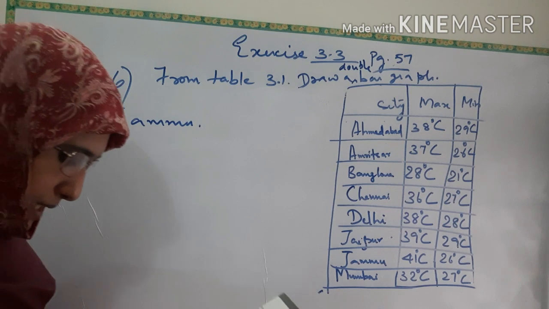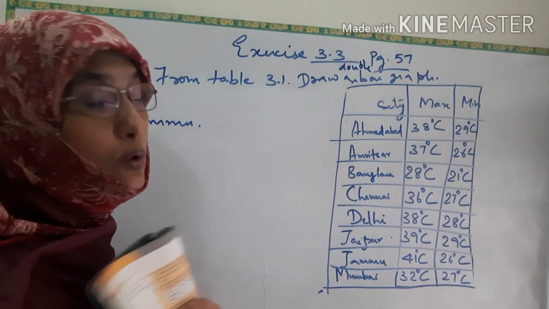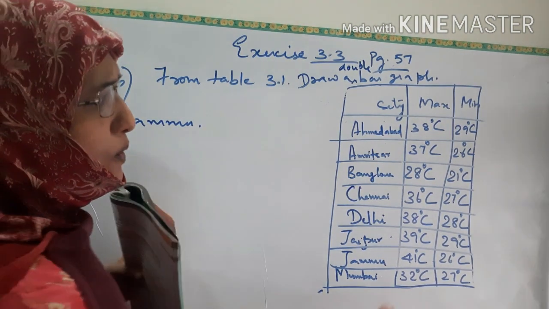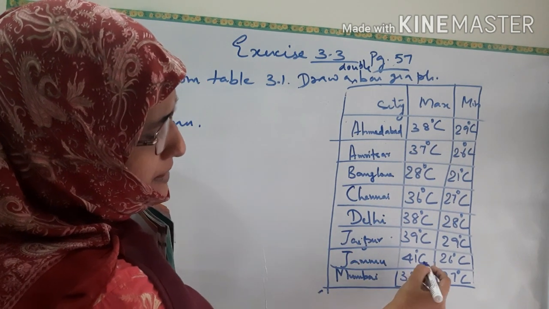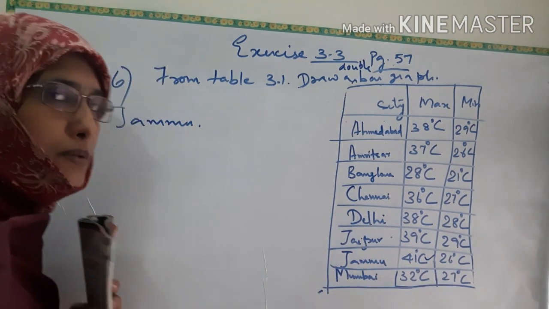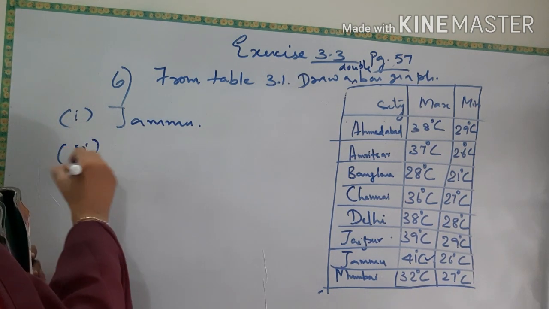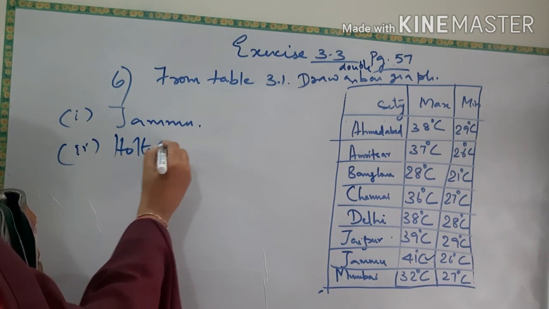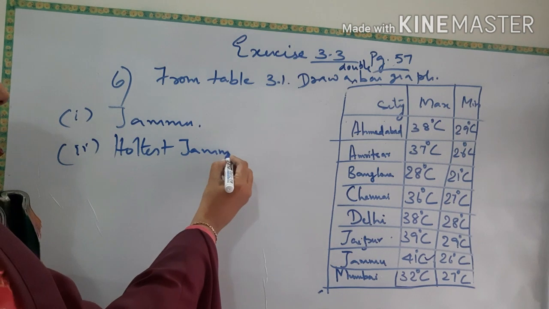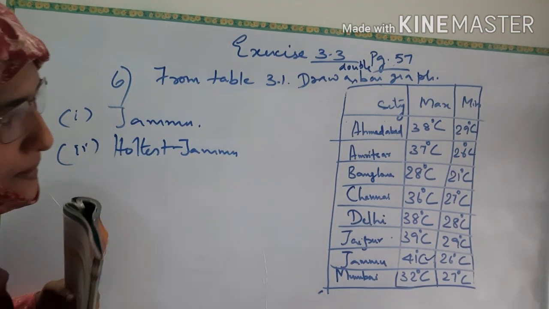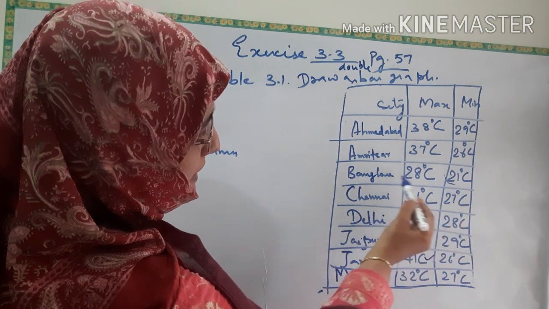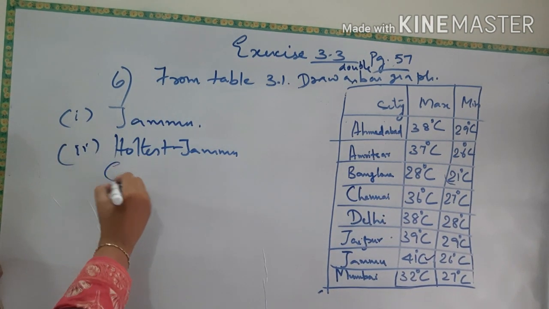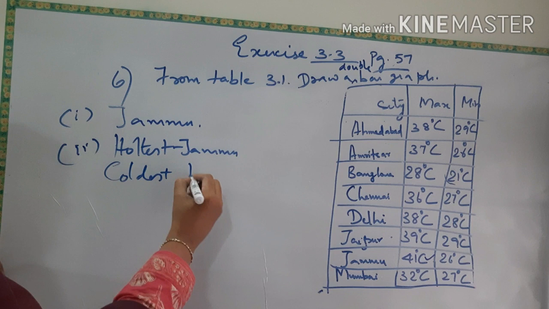Now see, which is the hottest city and which is the coldest city? Which is the hottest city here? Maximum temperature which is there? It is also Jammu. So the hottest city is Jammu. And what about the coldest one? Yeah, it is 21 is there, that is Bangalore. The coldest is Bangalore.